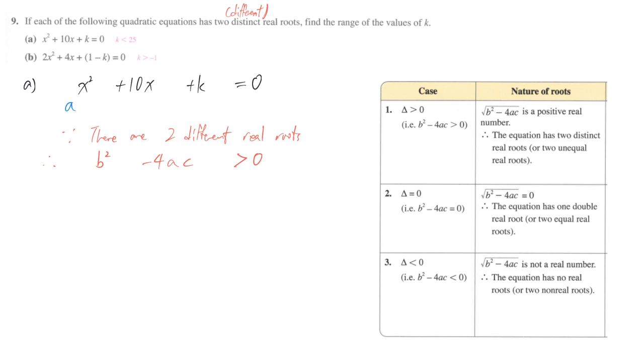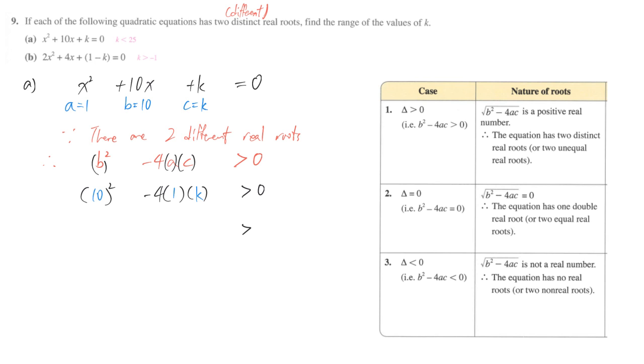A represents how many x squared, we have 1 time of x squared. B is how many x, we have positive 10 times of x. C is how many constant, that means positive k here. So now we can replace it. Prepare a bracket first for substitution. Something squared minus 4 something something larger than 0. That something is 10, a is 1, c is k.